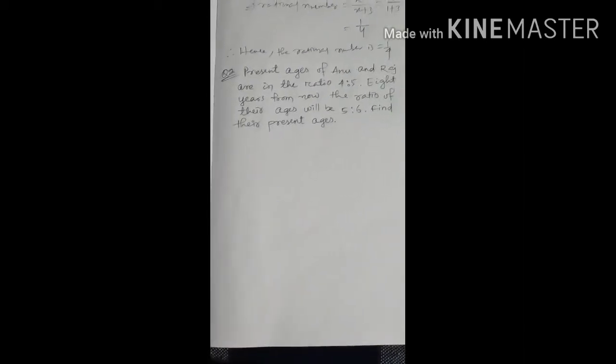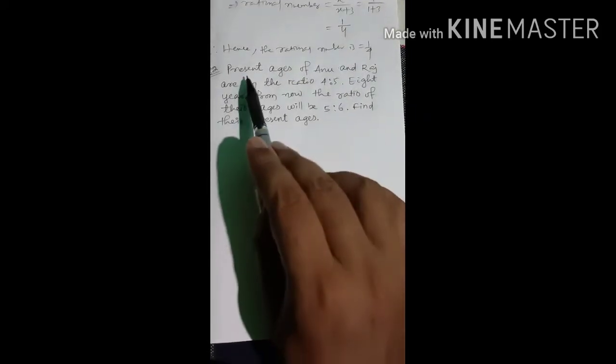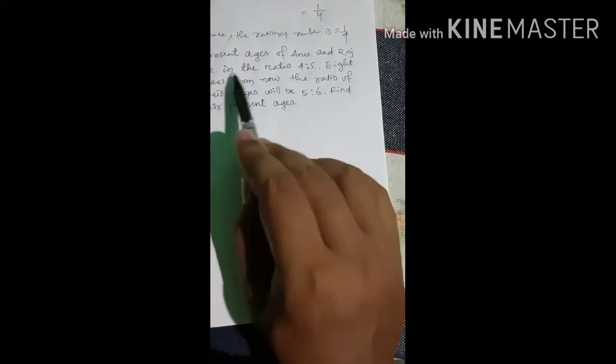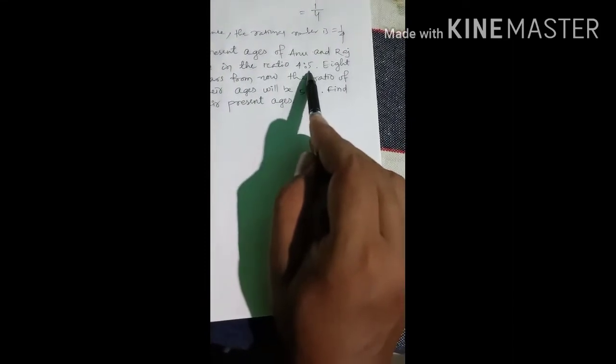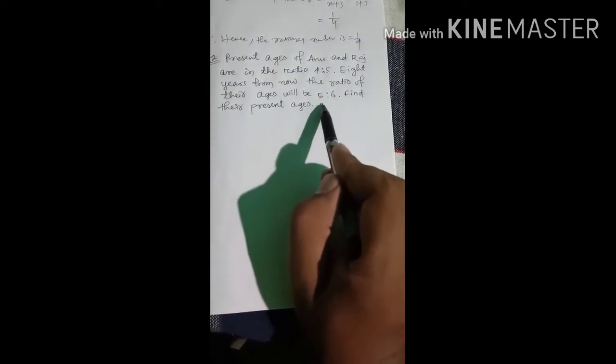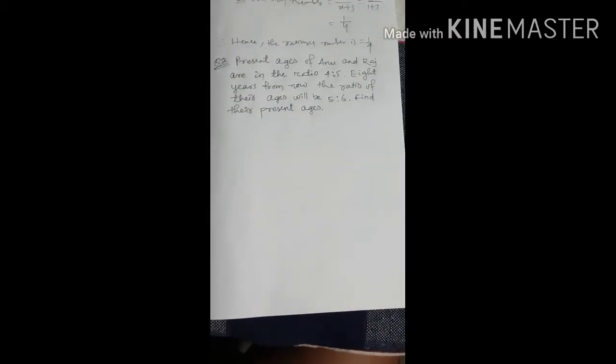Right now so students, let us discuss another question which is based on ages. At first read the question carefully. The present ages of Anu and Raj are in the ratio 4:5, and 8 years from now the ratio of their ages will be 5:6. Find their present ages.